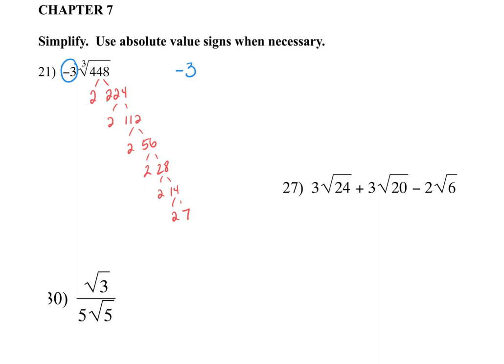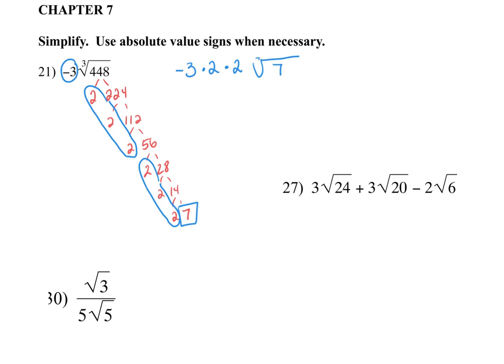So I have a group of 3 2s here. That's going to come out as 1 2. I have another group of 3 2s. That's going to come out as 1. And then little 7 here is all alone. It has to stay in.